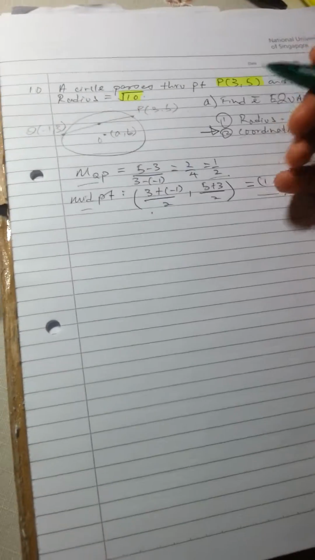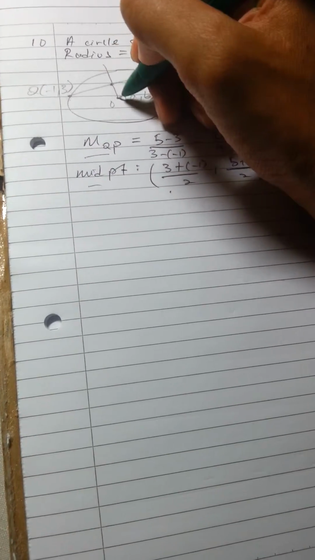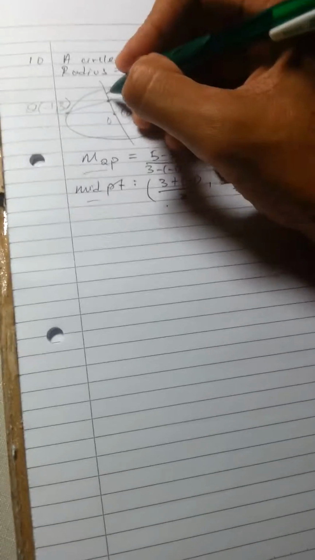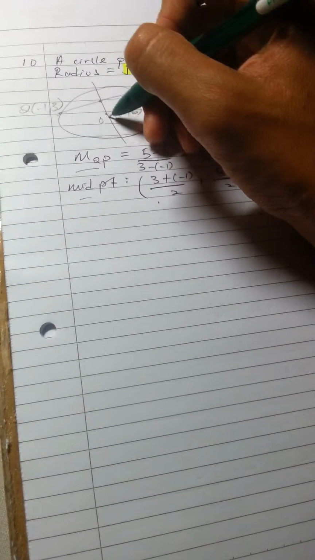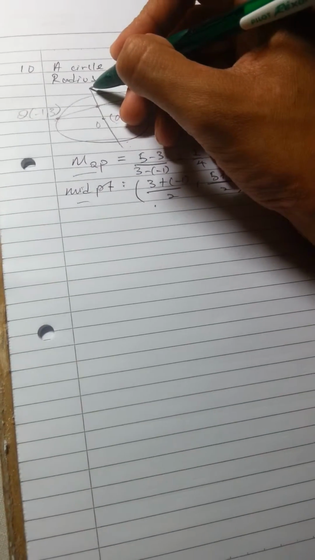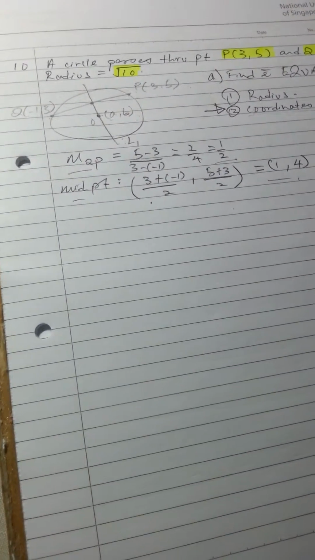Why do we find the gradient and the midpoint? It is because in order for us to get a step closer to knowing what is A and B, we will have to find the perpendicular bisector of QP. Given a chord like QP, if there is a line that perpendicular bisects it, it cuts the chord into half. And when a line cuts a chord into half like this, it will definitely pass through the center of the circle. Okay, let's name this line L1.